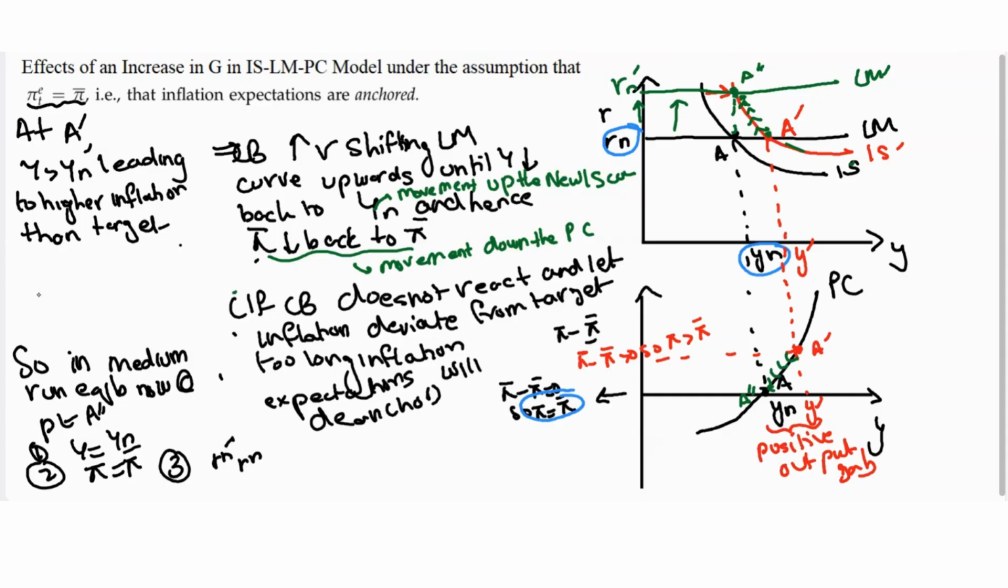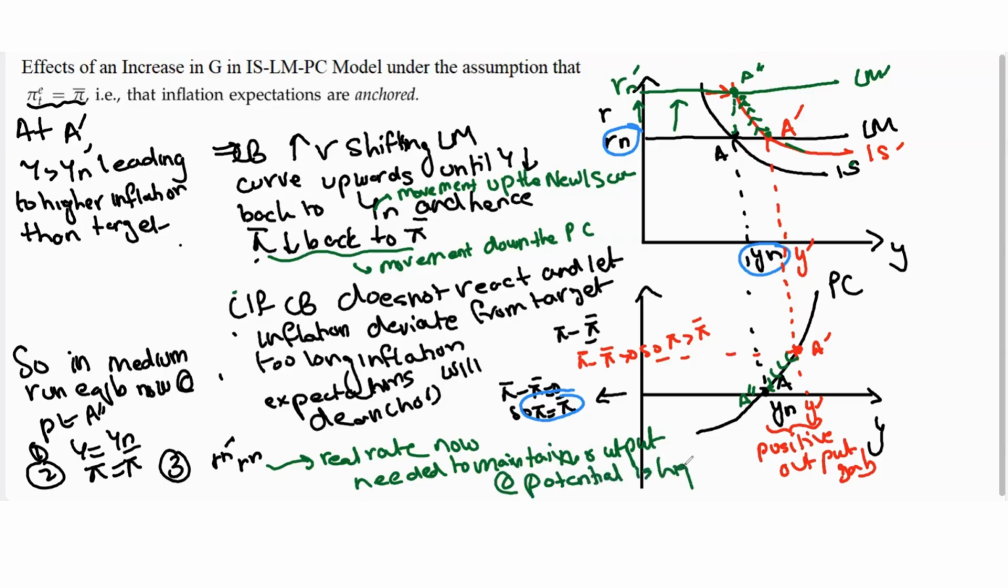What has happened is the real rate now needed to maintain output at potential is higher, because the way the central bank took us to the potential level of output was by increasing the real interest rate. When you increase the real interest rate, that causes demand and hence investment to go down. So output would go down until you come back to Yn, right? So the real rate needed to maintain output at potential is higher.